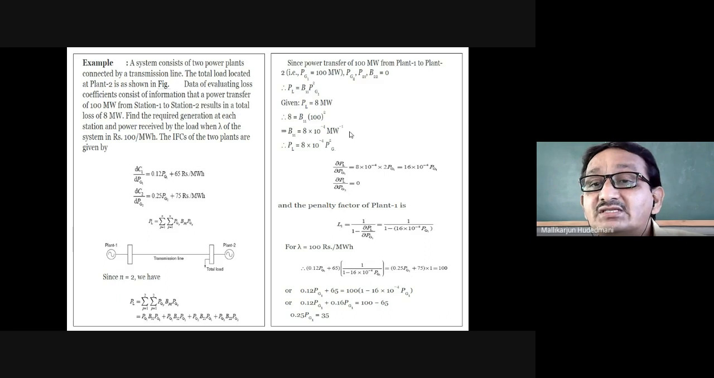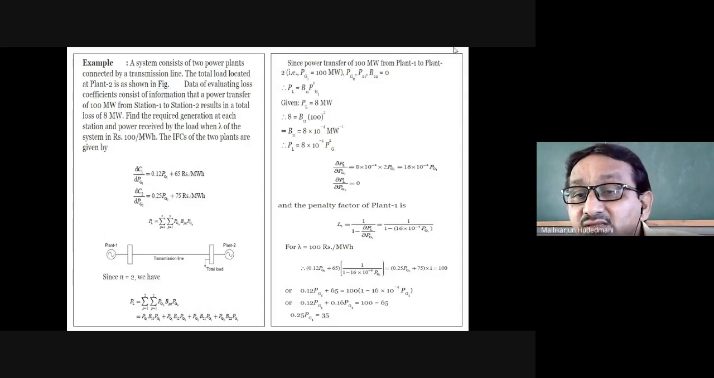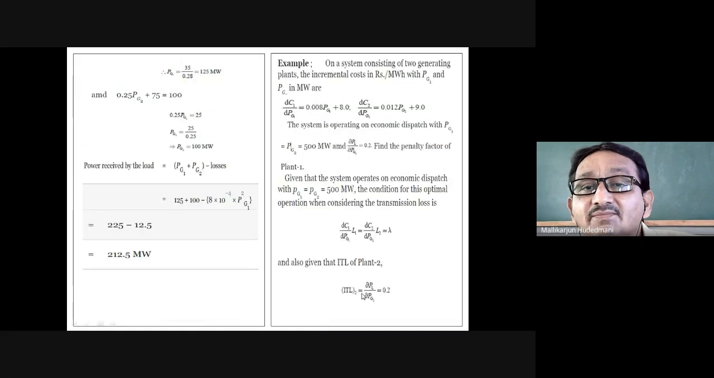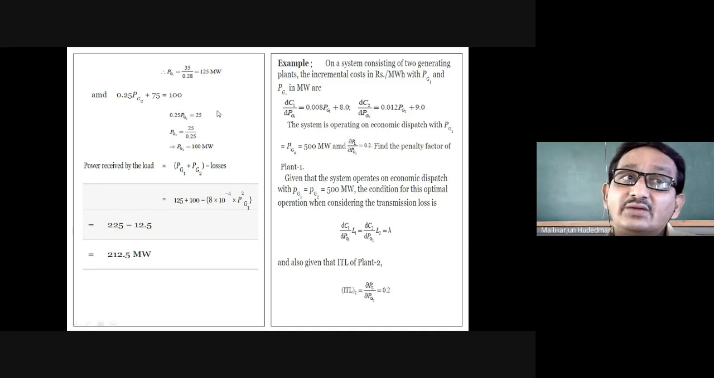100 megawatt is to be supplied to the load. Then 0.25 PG1 equals 35, and I can get PG1 from this, because the PG2 term is not there in this equation. So PG1 stands as 125 megawatt. See, the load was 100 megawatt, but how could I get 125 megawatt here? This should take care of the loss itself.